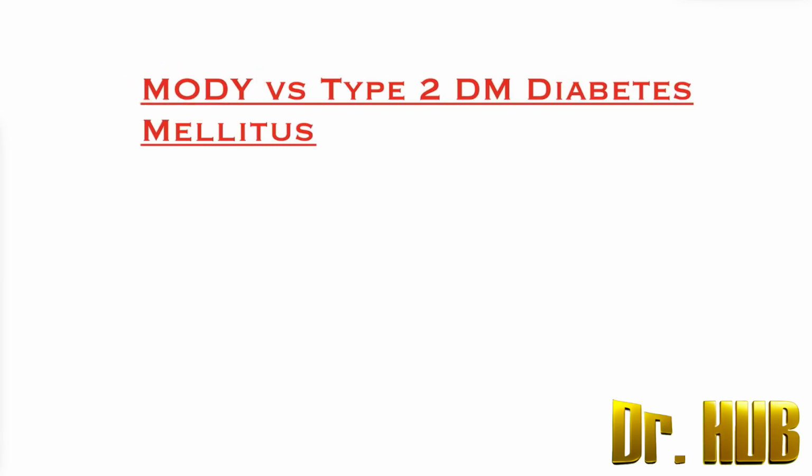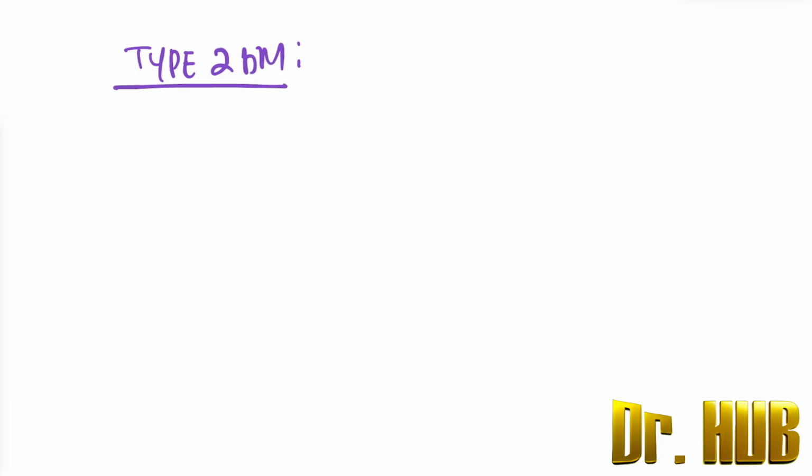MODY versus type 2 diabetes mellitus. So let's compare both of them. The first one, we look at type 2 DM, diabetes mellitus. Here the age of onset is predominantly middle to old age. So it is between mid to old age.